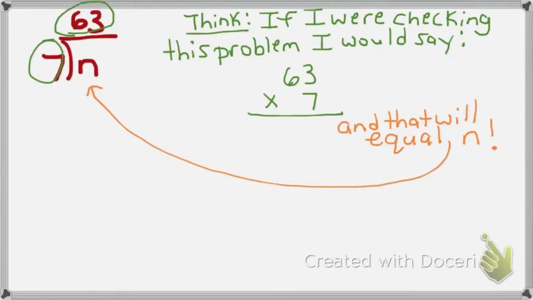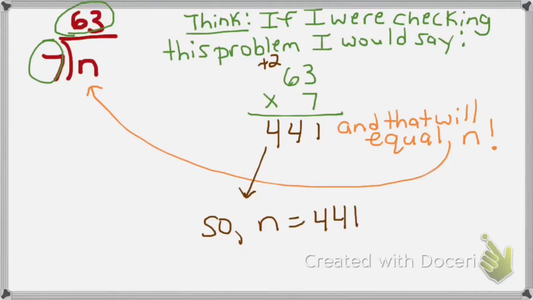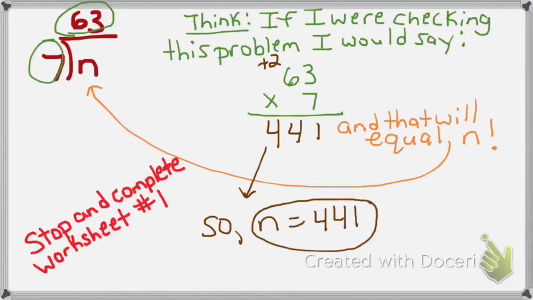7 times 3 is 21, put down the 1, carry the 2. 7 times 6 is 42, plus 2 is 44, put down the 44. And again, there's no remainder, so there's nothing to add, so therefore that 441 should be the same number that's the dividend, or inside the box. So n, or the number inside the box, equals 441.